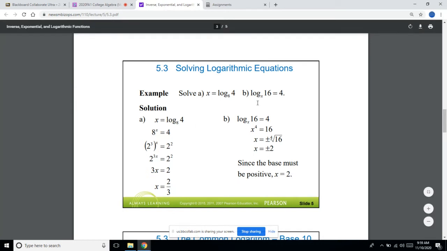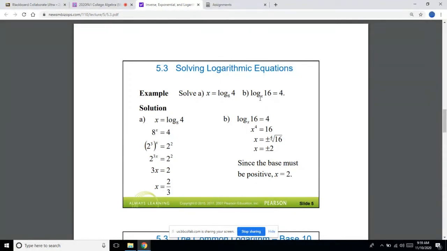And the same thing is done for the second example. Log base x of 16 is equal to 4. So rewriting this as an exponential, the base of our log is x. Therefore, the base of our exponent is also x. We're going to raise x to the 4th power and set it equal to 16.